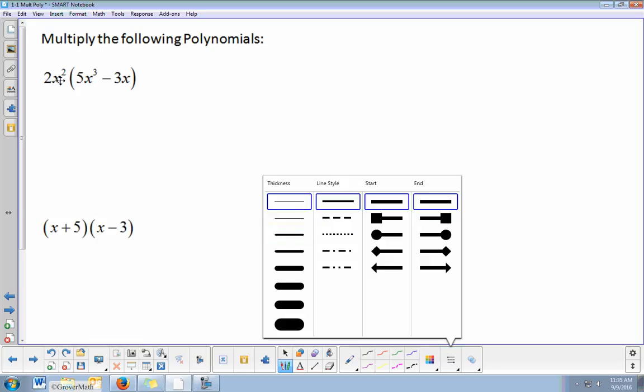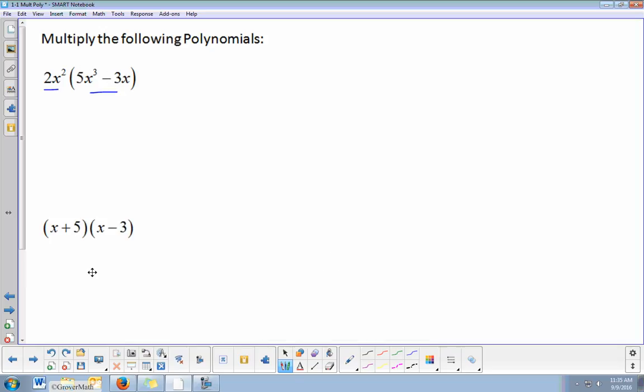Here, this is just simple distribution. It's not actually two polynomials. This would be a monomial times a polynomial. But it all stems from distribution. So what is 2x squared times 5x cubed? I multiply the front, 2 times 5 to get 10. And then the variables, I add the exponents, 2 plus 3 to get 5. When I multiply a common base, I add the exponents. 2x squared times negative 3x to the first would be negative 6x cubed.